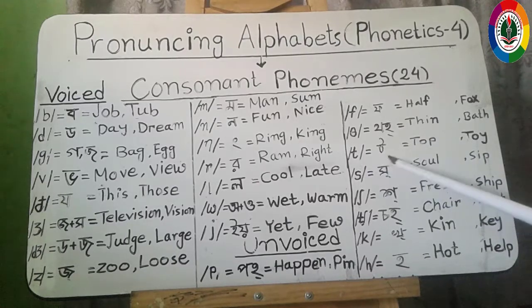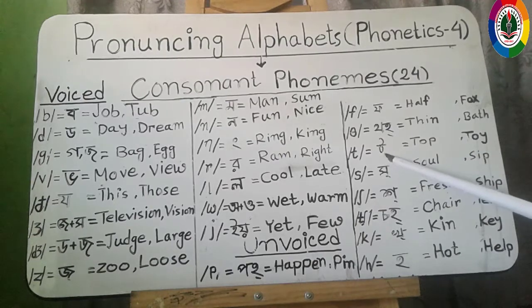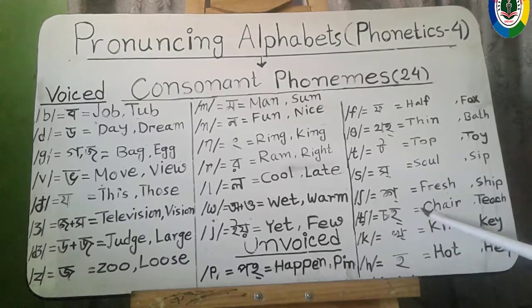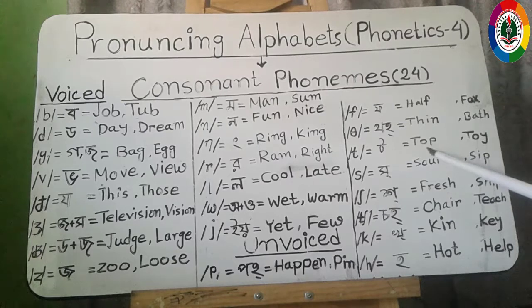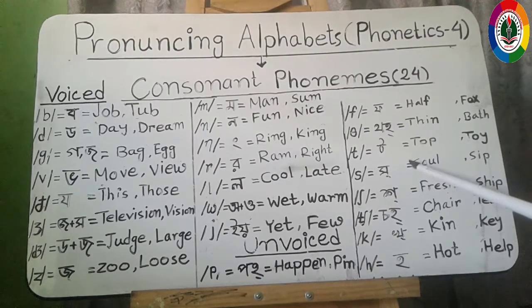Then move to this sign. This sign is for the phoneme or sound t, t, t. And the examples are like top, toy. While we alter top and toy, we find the presence of the phoneme t.